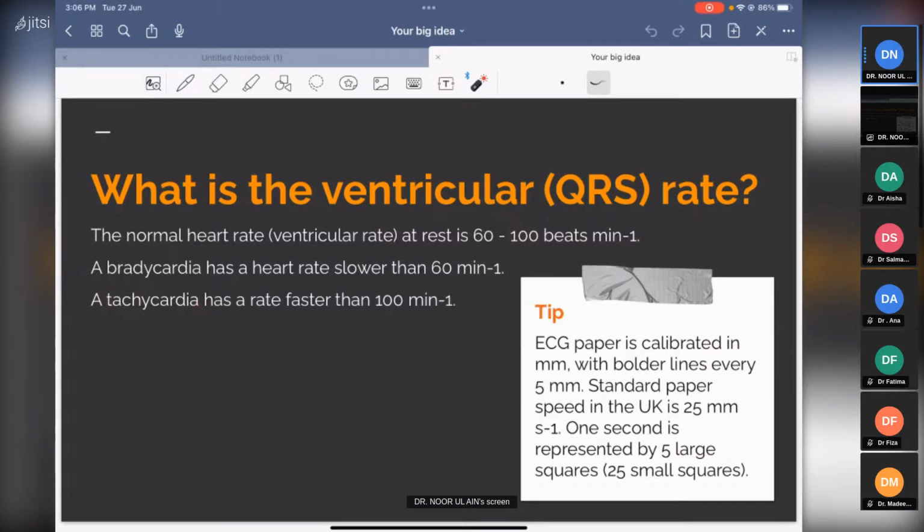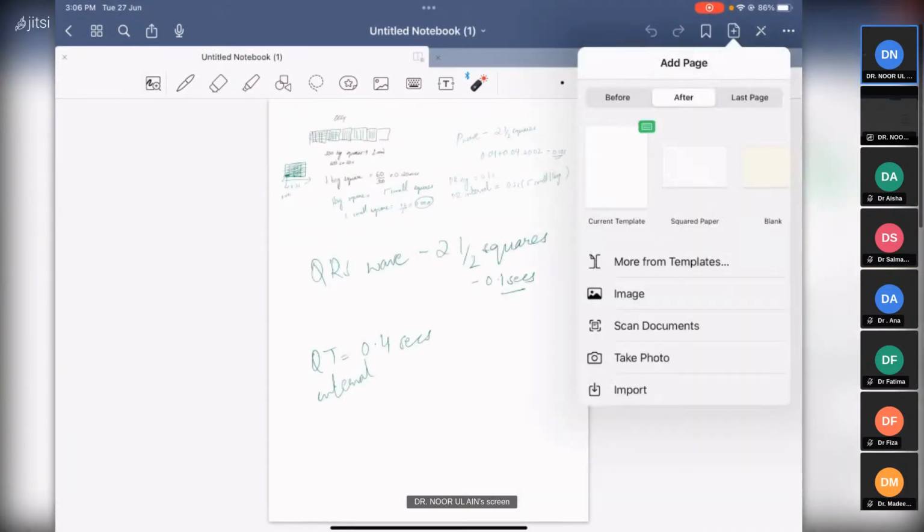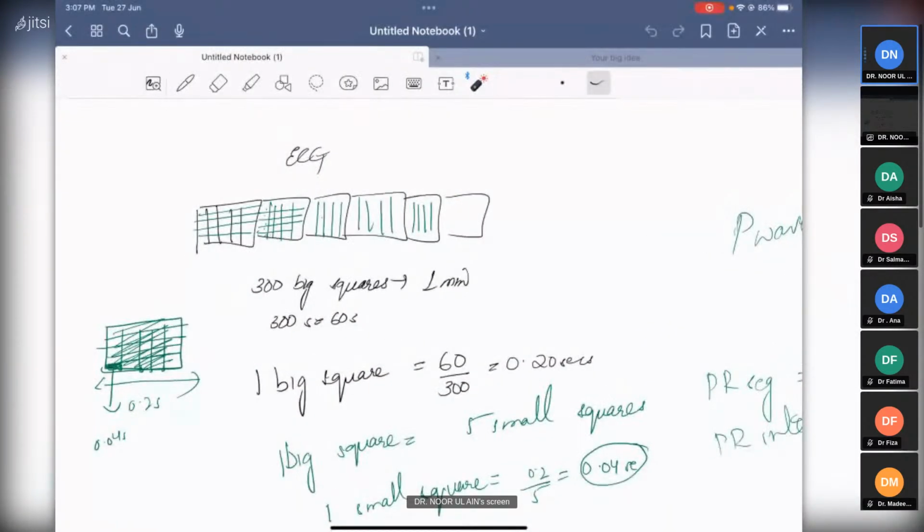Okay? So first we need to find out how you actually identify the QRS or the heart rate. QRS rate is your heart rate, right? Remember last time I explained to you, sorry this is for myself, I'll just zoom in so I don't waste time drawing it again. So this is your ECG strip. My drawing is horrible but yeah.